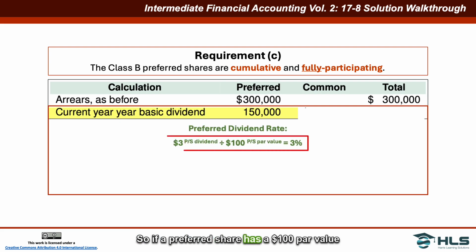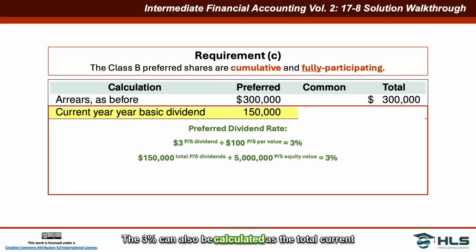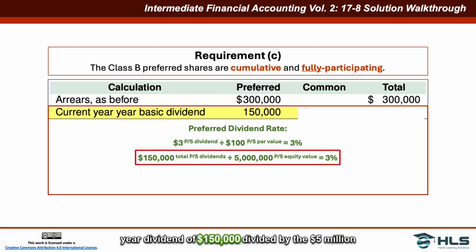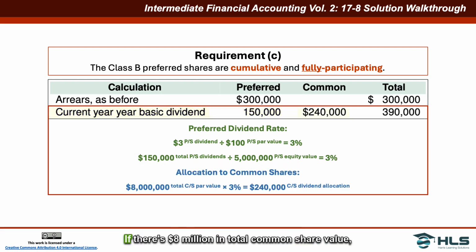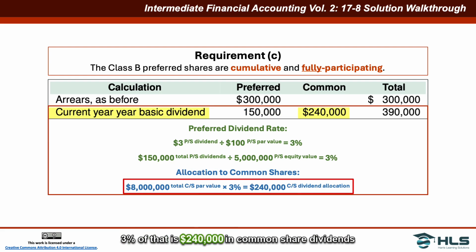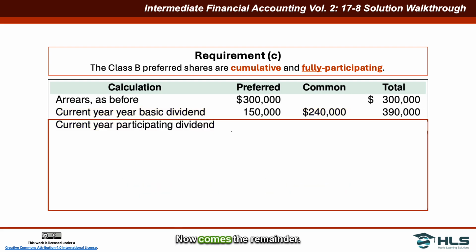So if a preferred share has a $100 par value and pays a $3 dividend, that's a 3% dividend rate, $3 divided by 100. The 3% can also be calculated as the total current year dividend of $150,000 divided by the $5 million in preferred share equity value. This 3% will determine how much gets allocated to the common shareholders in the participating dividend. If there's $8 million in total common share value, 3% of that is $240,000 in common share dividends for the current year. Now comes the remainder.